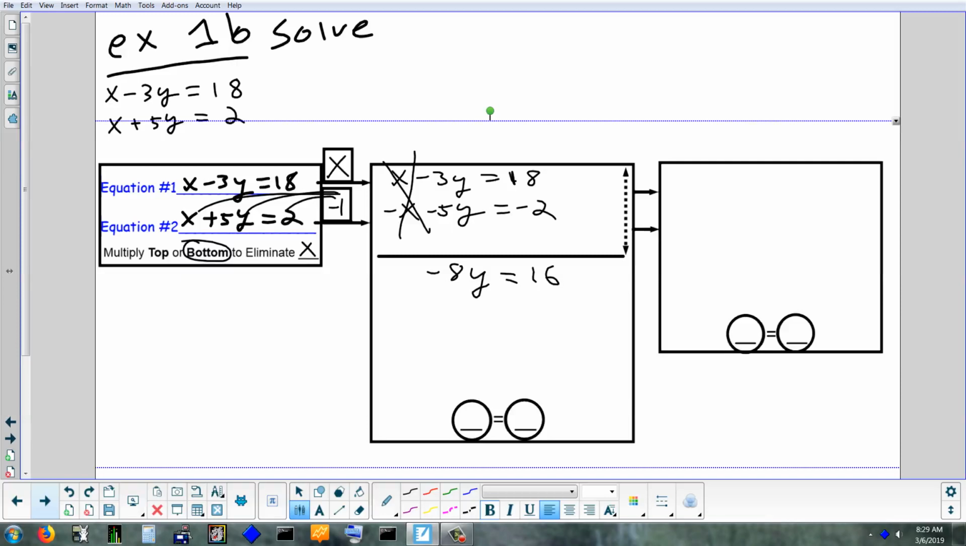Now we're ready to do our last step. Catherine, what would my last step be here? Yep. Perfect. Divide by -8. Divide by -8. That's gone. So what do I get for y? -2. Okay.